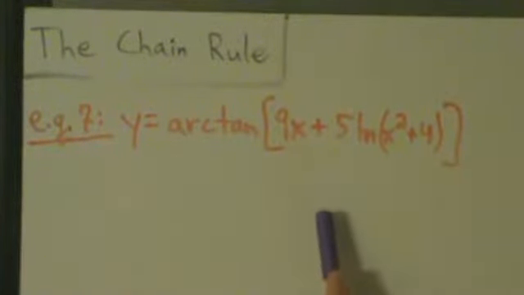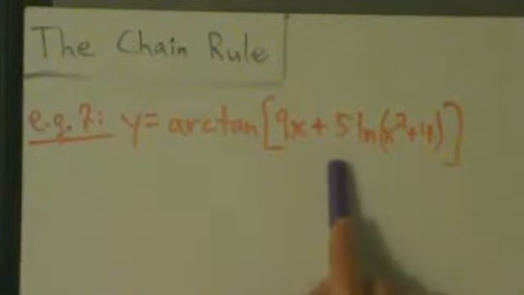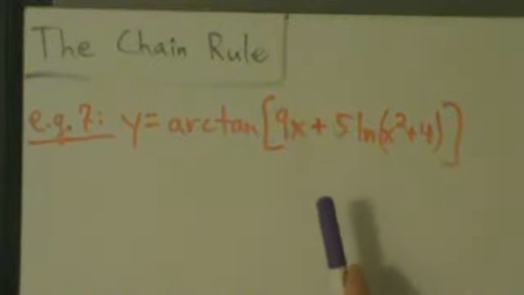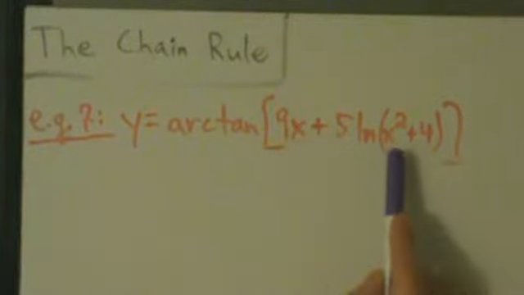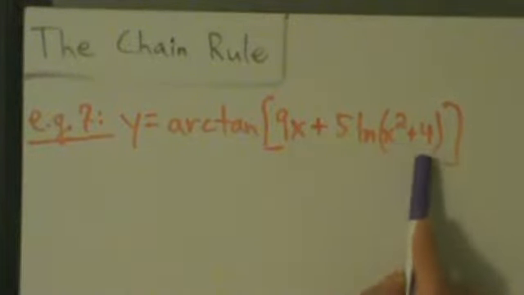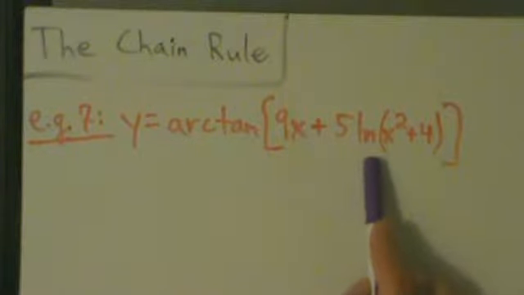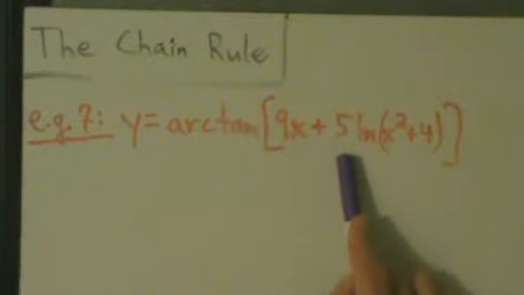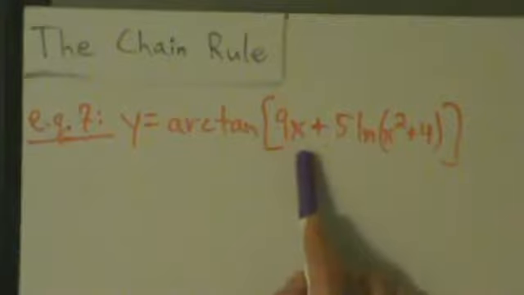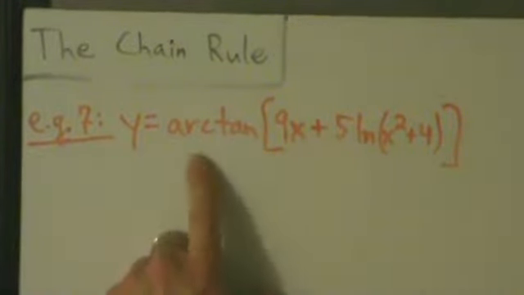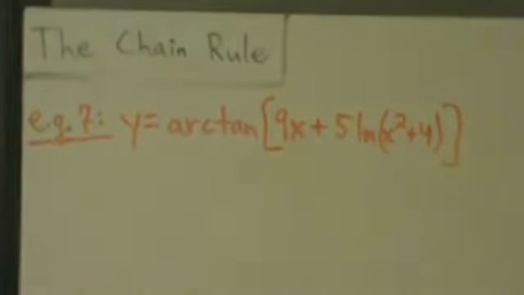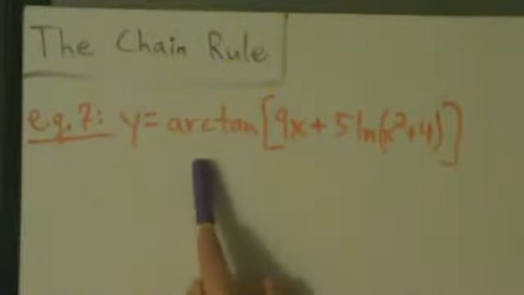It's affecting everything. So if you want, you can start at either of these x's and then just work your way out. And you'll see, okay, here's x multiplied by 9. Then here's another x, square it, add 4, and then take a natural log, and then multiply by 5, and then finally add that to this 9x. But then after that, you take the arctangent of the whole thing. So the arctan affects everything. Okay, so that's our big guy, is arctan.